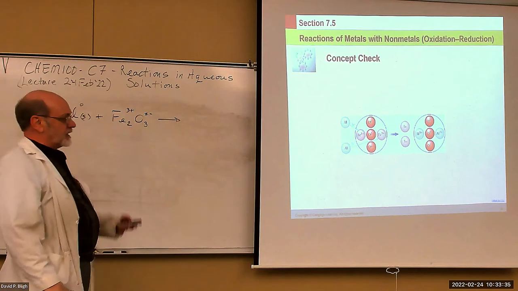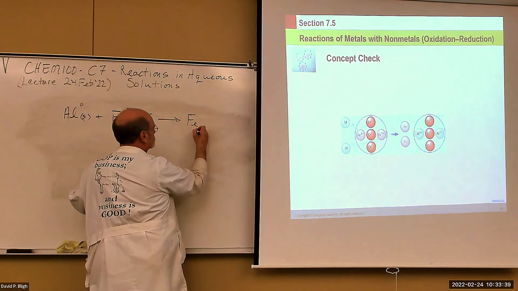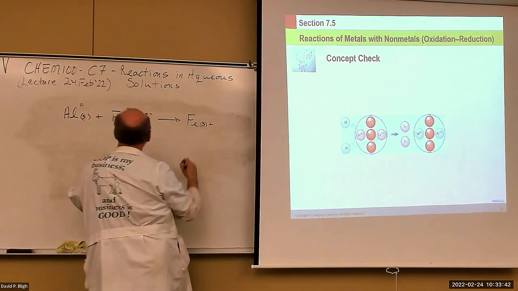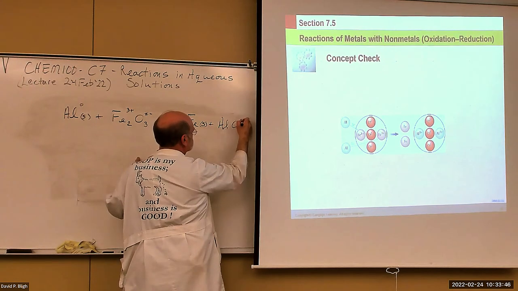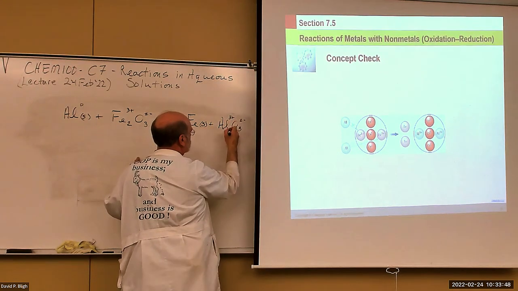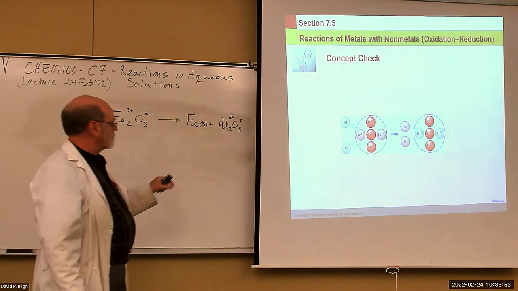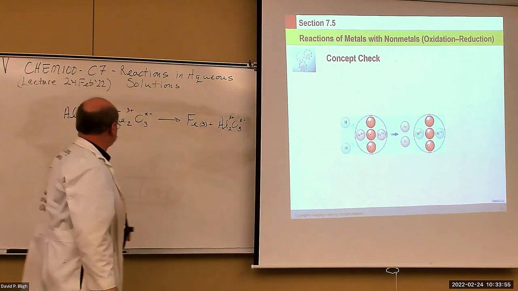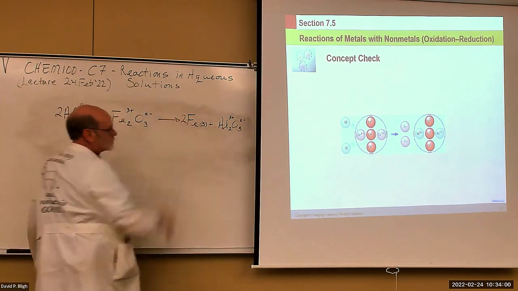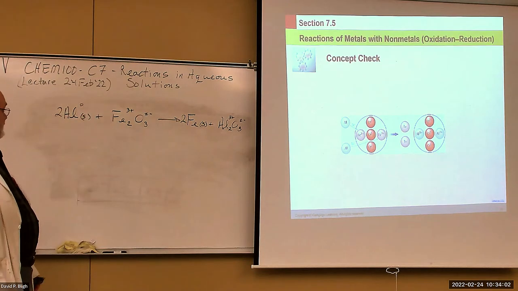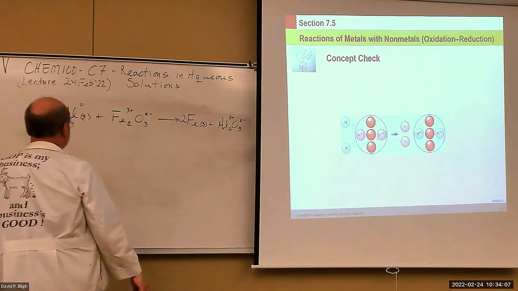So what's happening? They're saying that the iron now is free. It's an element. And now we have aluminum oxide with a 2- and a 3+. So we have two of those there. Two aluminums and the same three oxygens. So we're going to need two of these, and we're going to need two of those. Okay, now we're balanced.